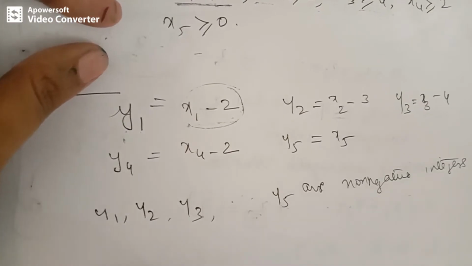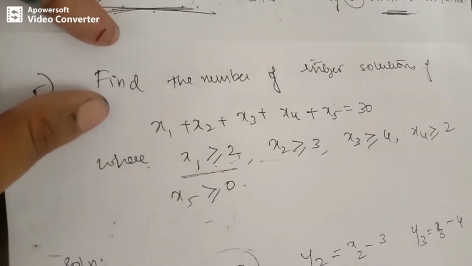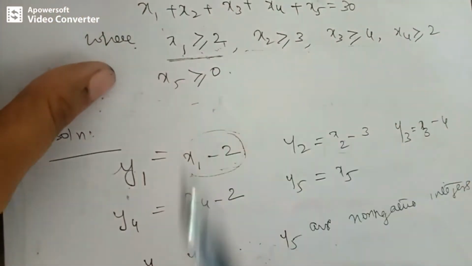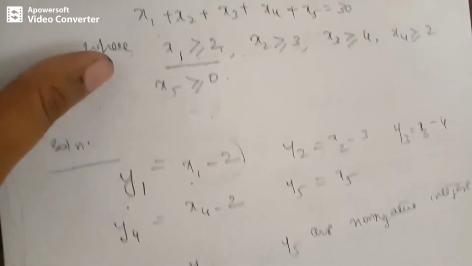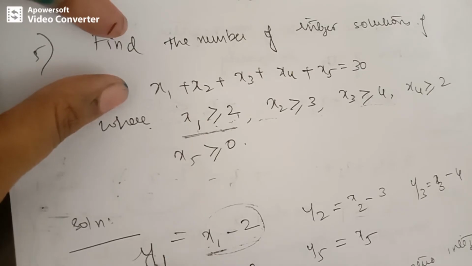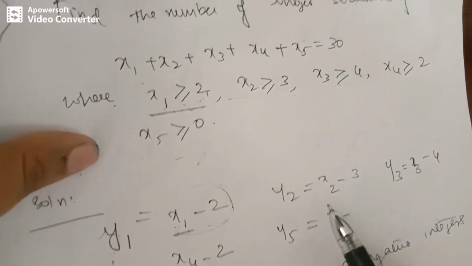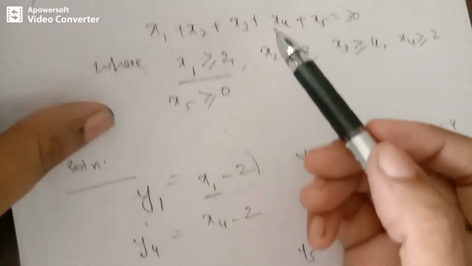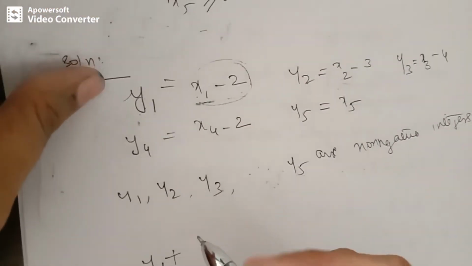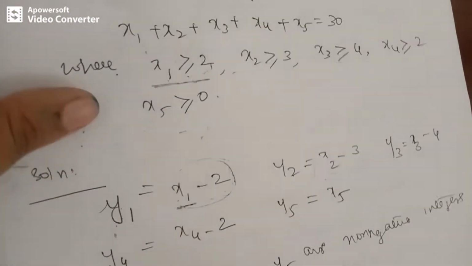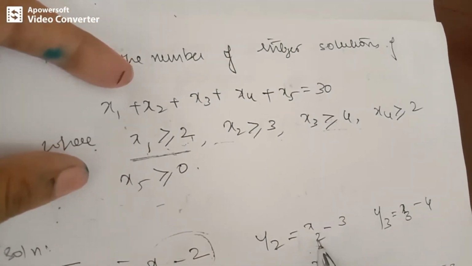Okay, so once this is written, let's substitute these y1, y2, y3 and y4 in this question. So in place of x1, what will be x1 as per this term? In place of x1 you are going to write y1 plus 2. In place of x2 you are going to write y2 plus 3 and so on. So we are going to indirectly substitute in this place. So we will get y1 plus 2, plus, what will be x2 now? x2 will be y2 plus 3.